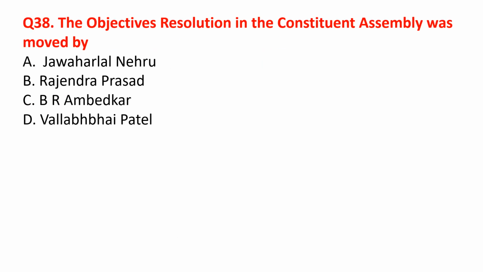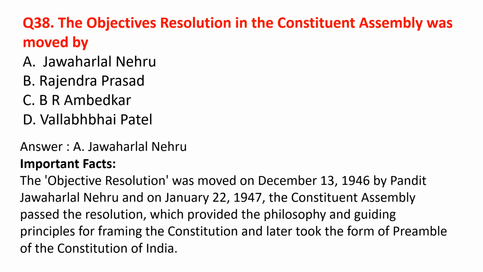The objectives resolution in the Constituent Assembly was moved by Jawaharlal Nehru. So the correct option is option A, Jawaharlal Nehru. Let us know some important facts about this question. The objective resolution was moved on December 13, 1946 by Pandit Jawaharlal Nehru. This date is very important. And on January 22nd, 1947, the Constituent Assembly passed the resolution, which provided the philosophy and guiding principles for framing the Constitution and later took the form of Preamble of the Constitution of India.